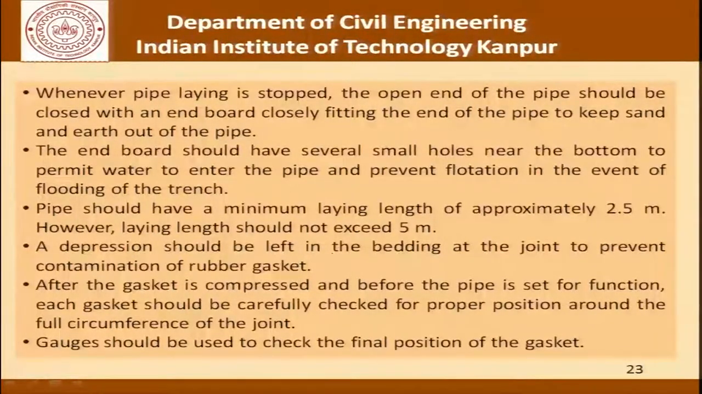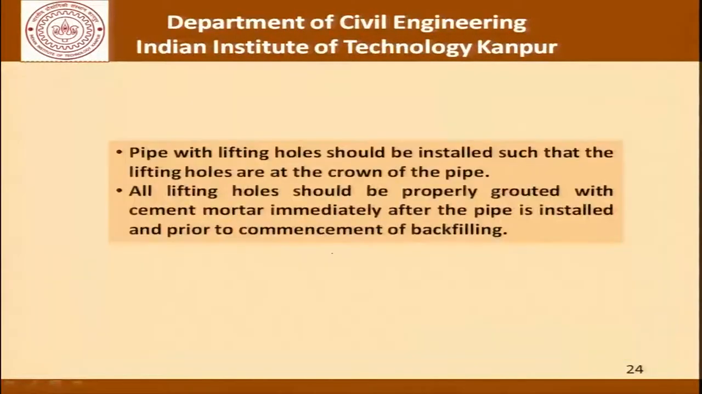After the gasket is compressed and before the pipe is set for function, each gasket should be carefully checked for a proper position around the full circumference of the joint. Gauges should be used to check the final position of the gasket. So, as far as the gasket is concerned, we have the gasket placed here, and this should be actually running throughout the circumference of the pipe. So, that is the first requirement.